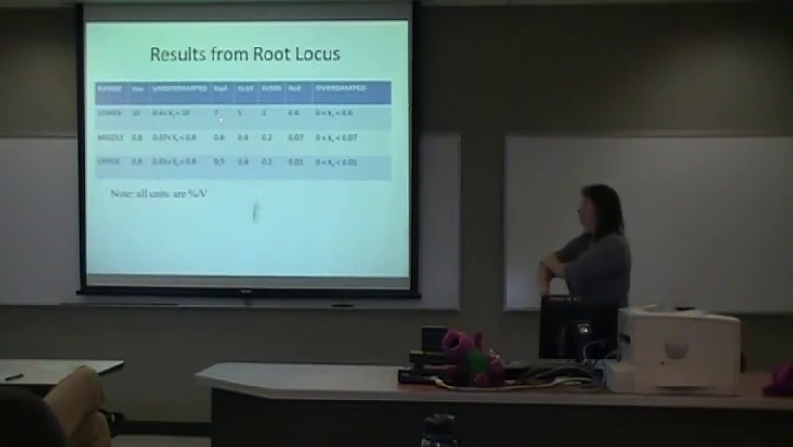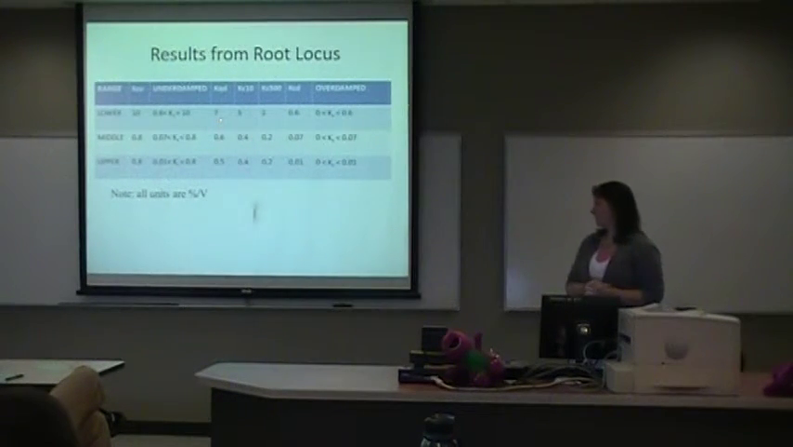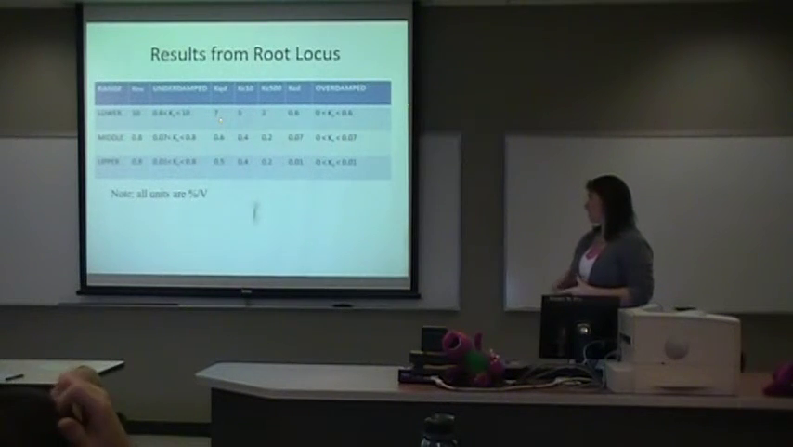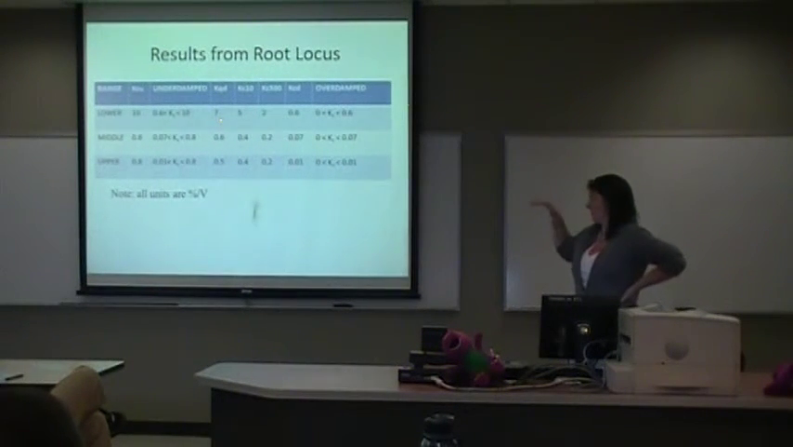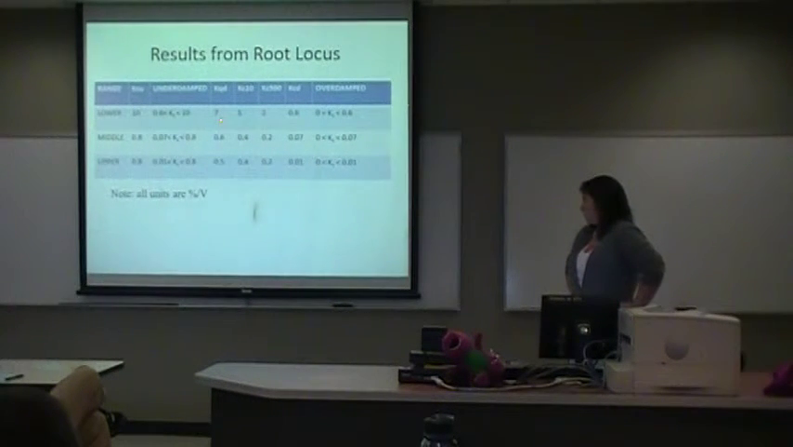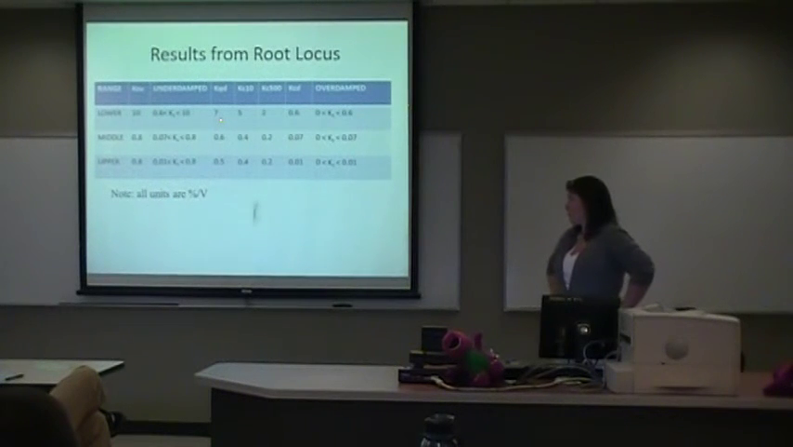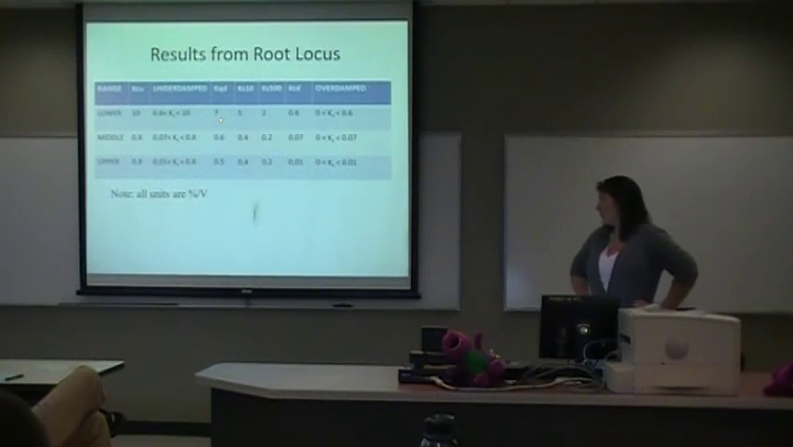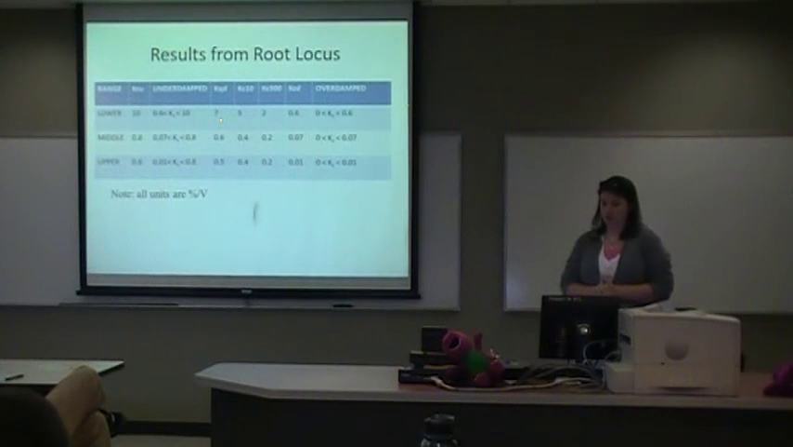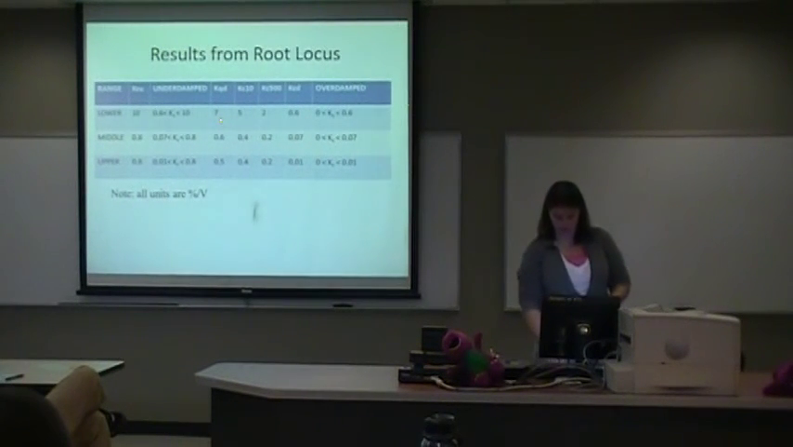Here's a comparison among them. Now notice that it's underdamped in the lower range from about 0.6 to 10% per volt, and then is overdamped from 0 to 0.6. And notice the difference between that and the middle range. For the middle range, 0.07 to 0.8 is underdamped, and then below 0.07% per volt is overdamped. And the upper range is very similar to the middle range, 0.01% per volt to 0.8 for underdamped, and less than 0.01 for overdamped.